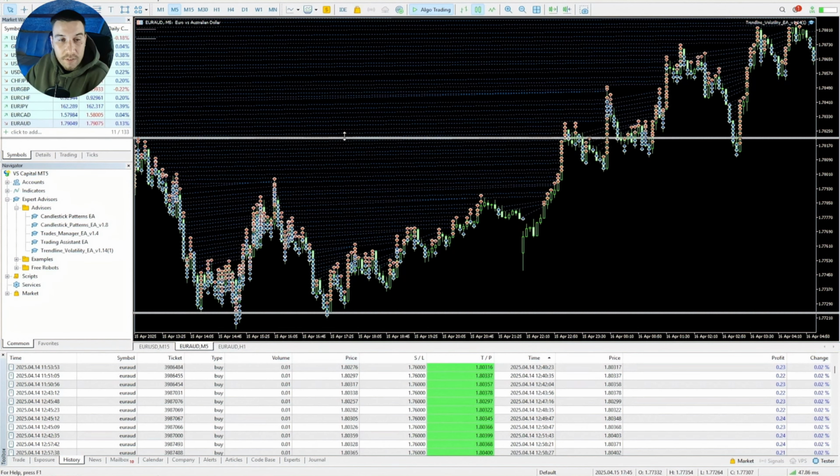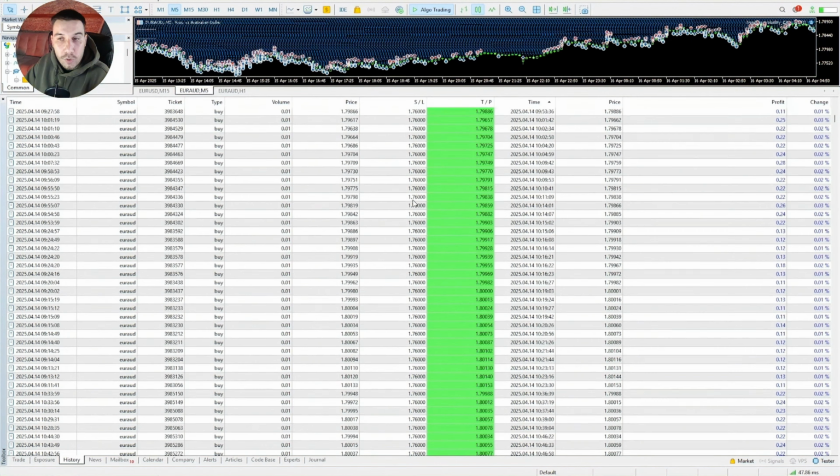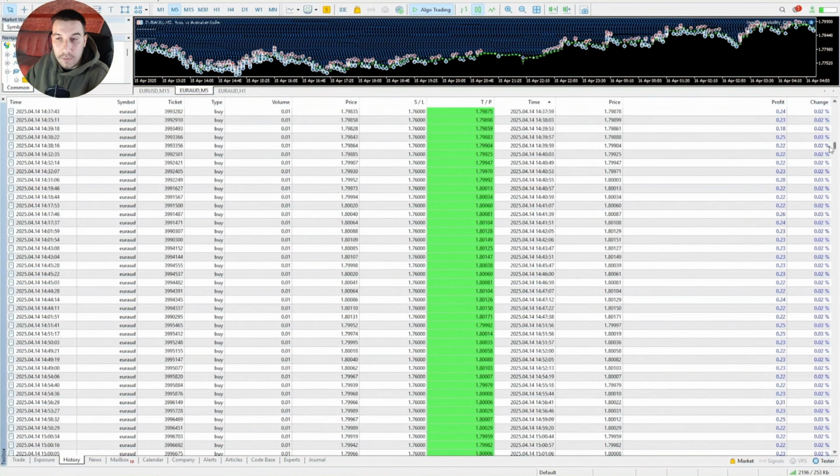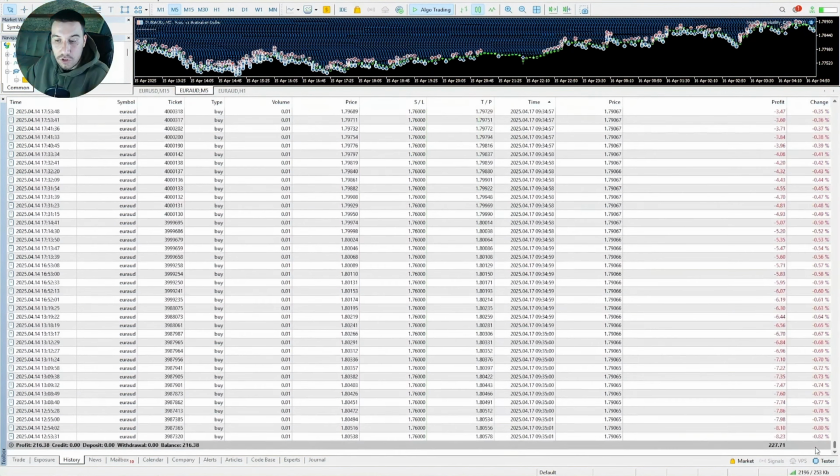So I'm actually going to extend this window right here so we can have a look at the results that we got for the past few days. So you can see 14th of April right here, each one of those trades 0.01 lots, a ton of positions right here. I'm going to scroll all the way down and we've got a result of 227 euros. And that is without the analysis even being completed, all right?